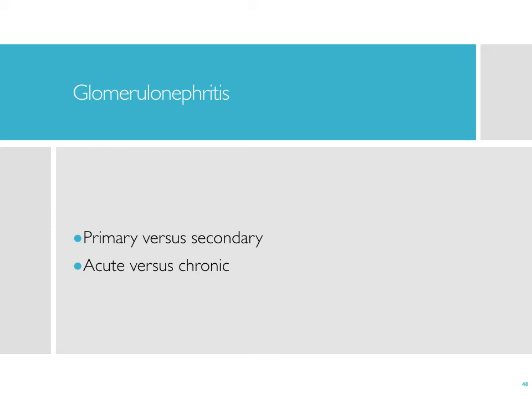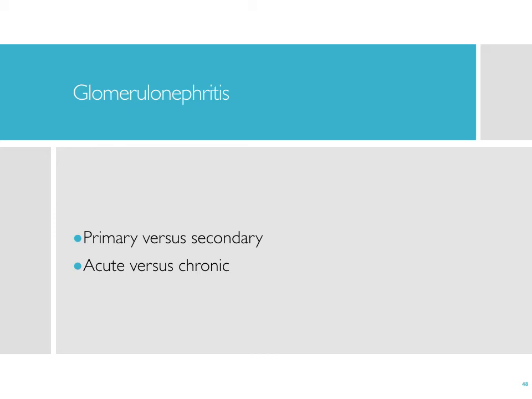Glomerulonephritis, again, anything that ends with itis means that there's an inflammatory process involved. It's divided into primary and secondary. Primary is when it's a condition that involves the kidney itself. Secondary is when the glomerulonephritis is being caused by a condition or a syndrome that is affecting some other part of the body, and it's just part of this overall problem in another part of the body.